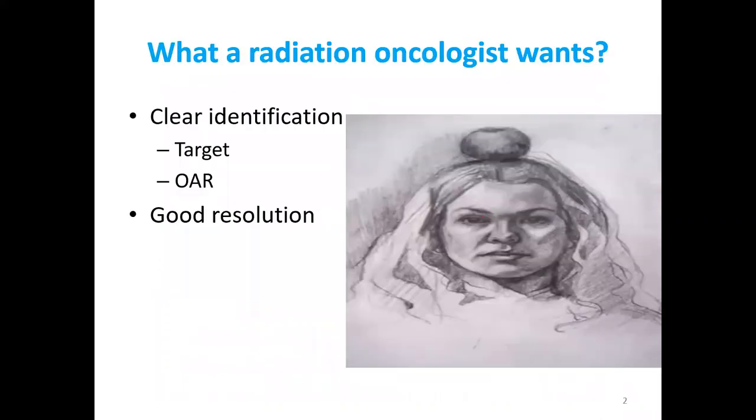Today we will discuss the basics of CT and MRI scanning. What a radiation oncologist wants is a clear identification of targets and clear identification of organs at risk, like the optic chiasm, optic nerves, and eye. For that reason, you have to understand the sequence, Hounsfield unit, windowing, and need a good resolution.